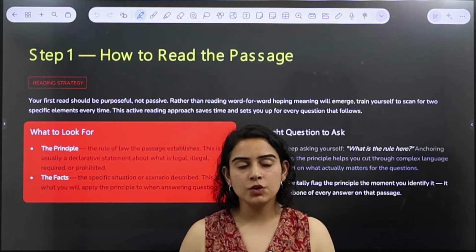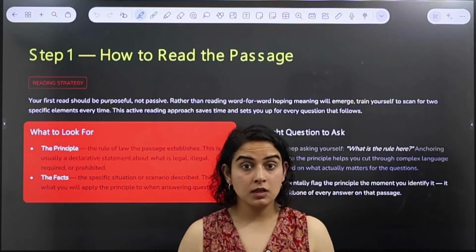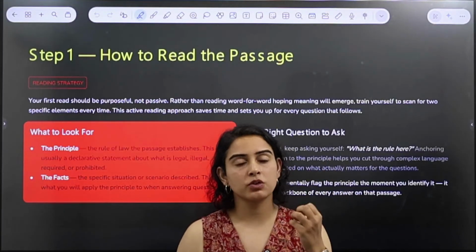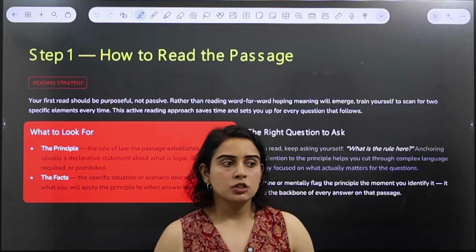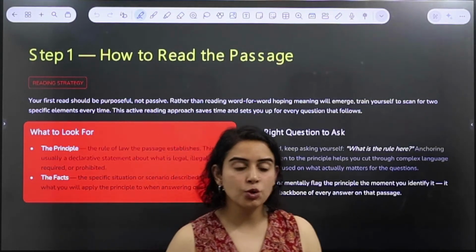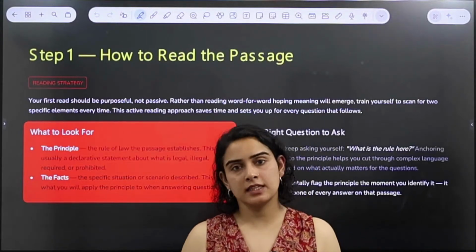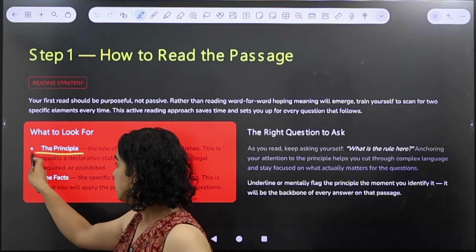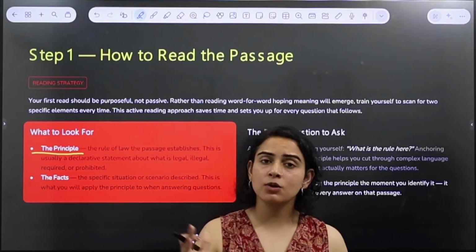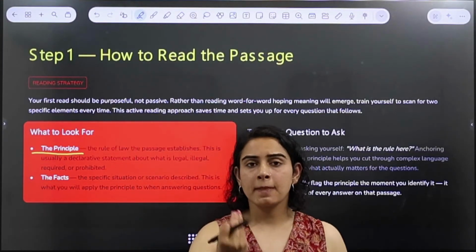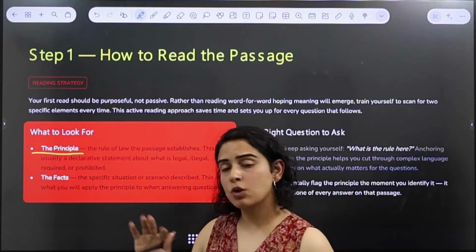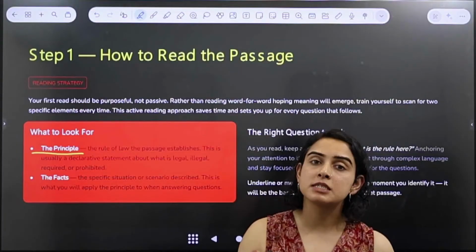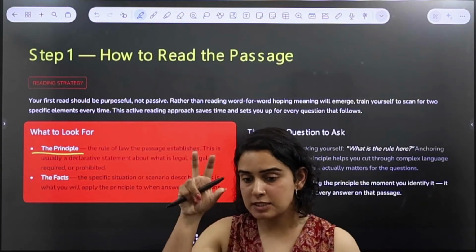In that case, if you're not familiar with those terms, you will spend more time in reading, and that entire passage will look really difficult to you. So, your job is not to understand everything that is there in the passage. Your job is, first of all, to identify the legal principle. Why? Because this is the entire core. This is the core of your entire passage. Based on this principle, all the questions will be there, right? So, identify which legal principle this passage is talking about.